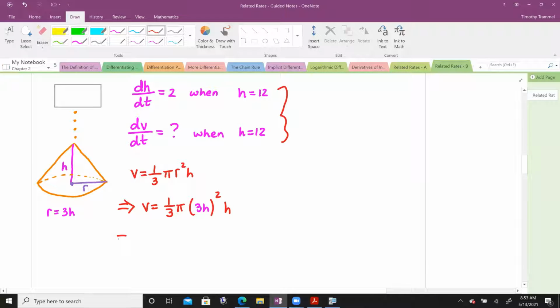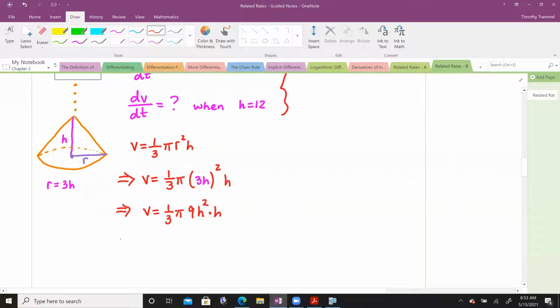And let's keep going. If we were to try to rewrite this, we could write this as 1/3 pi. And then if you square the 3, you'll get 9. Square the h, you'll get h squared. And we still have a times h. But if I complete this simplification process here, this is going to look easy to deal with. I have a 9/3, which is 3. I still have the pi there. And then I have h cubed. So this is what we're going to end up differentiating. And this won't require the product rule. So I like this a little bit better.